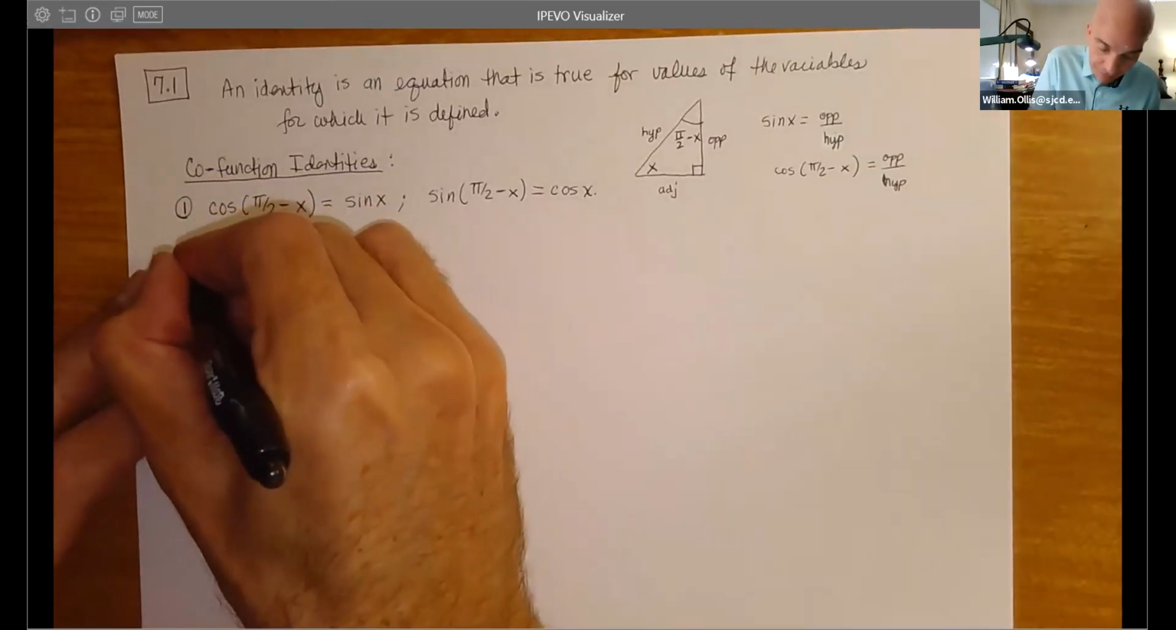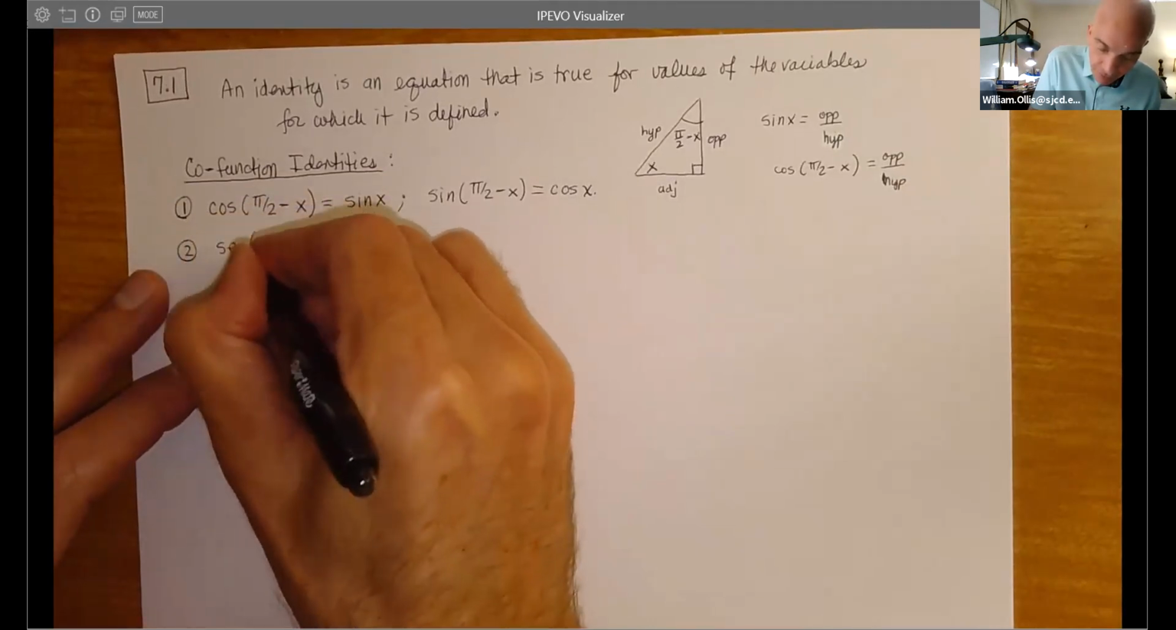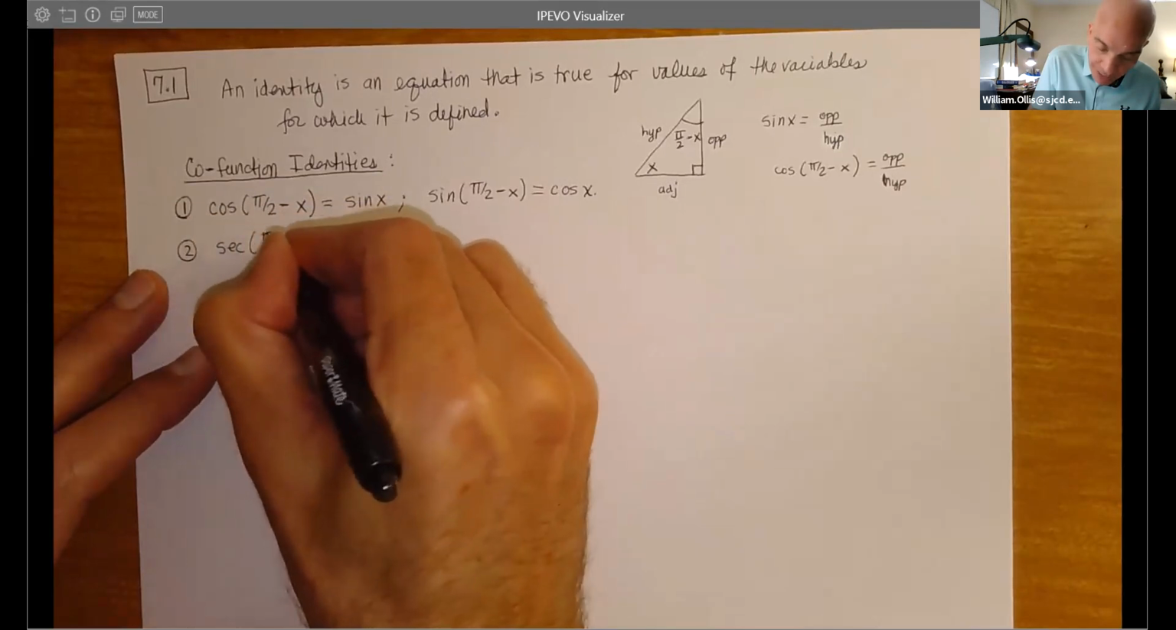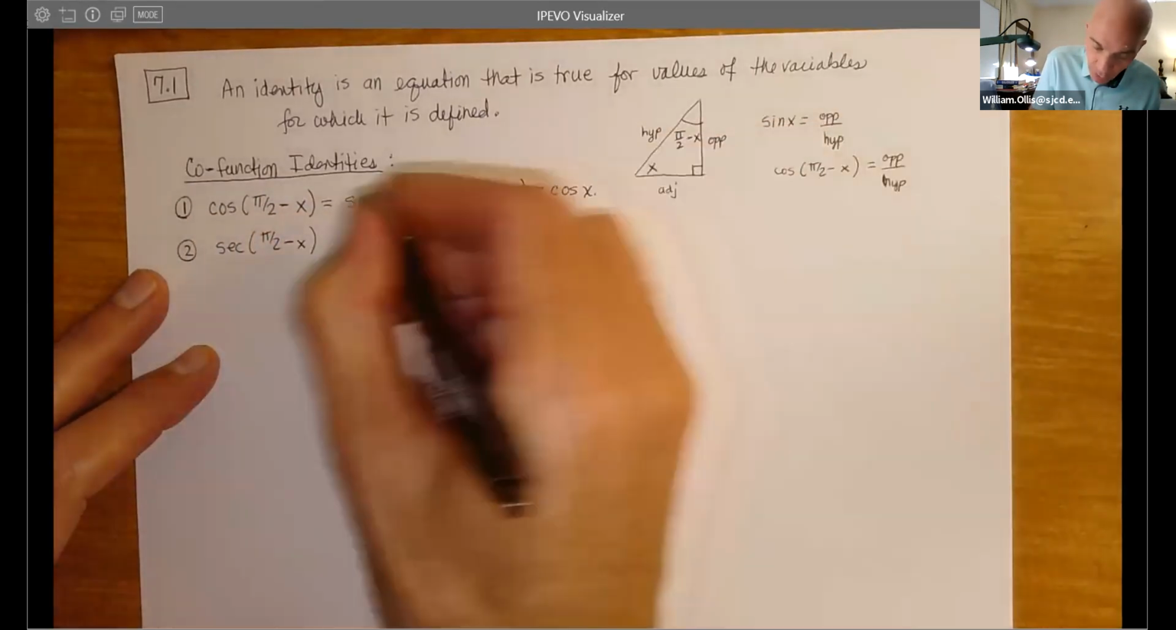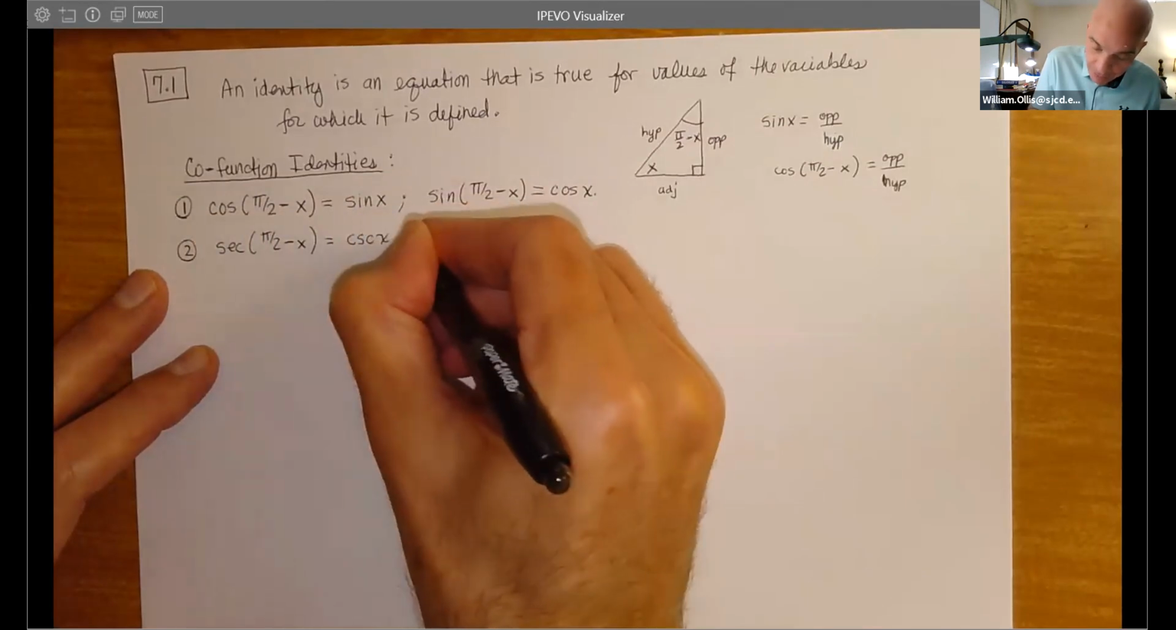So let's write these down. So we have secant of pi over 2 minus x, same proof. You can use your triangle to validate that. Will be cosecant of x.